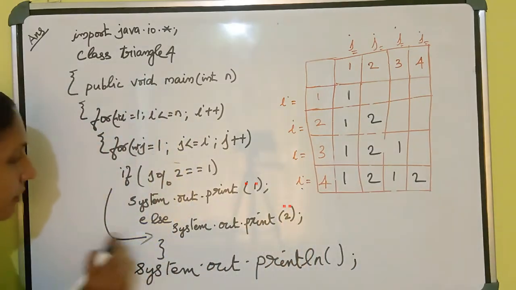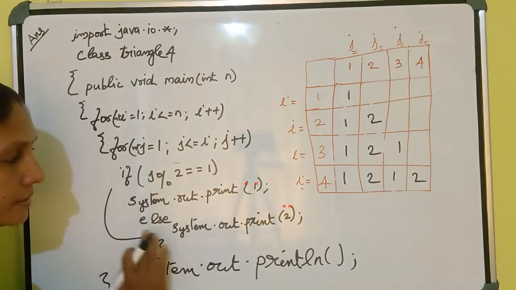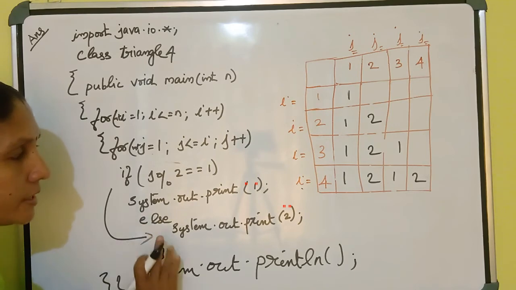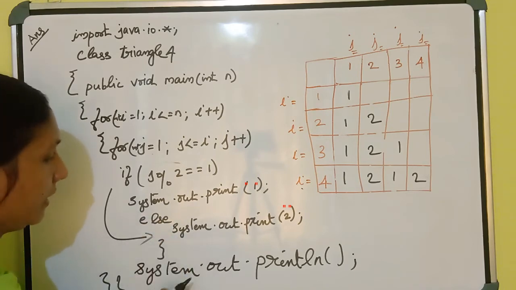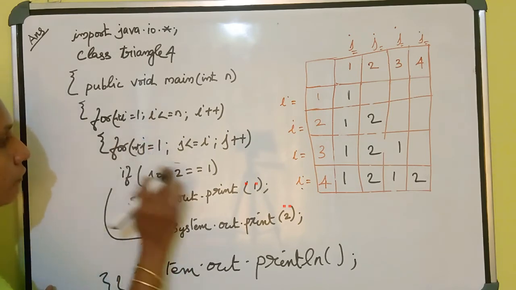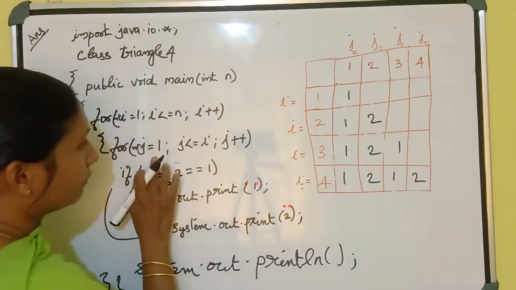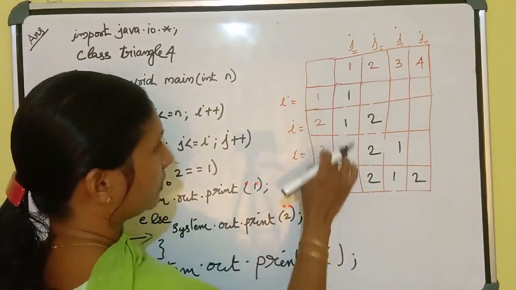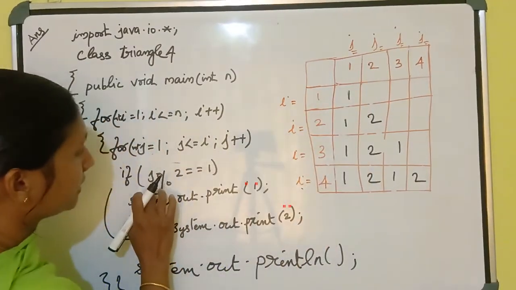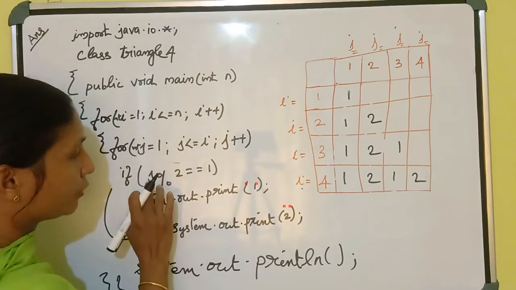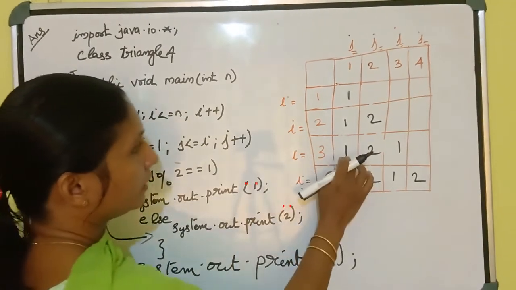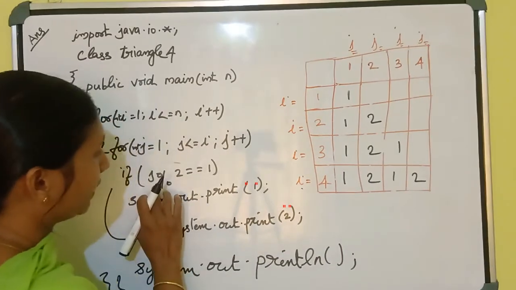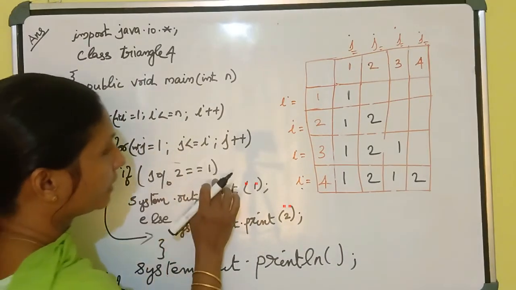Okay. Now in the second row, the limit of j is equal to 2. Then it will finish and again go to the next line. Now the value of i is equal to 3. But j is starting from 1. 3, 1 condition. Then j is equal to 1, 1 mod 2, you will get 1. Then it will print 1. Again, the value of j is equal to 2. 2 mod 2, you will get 0.